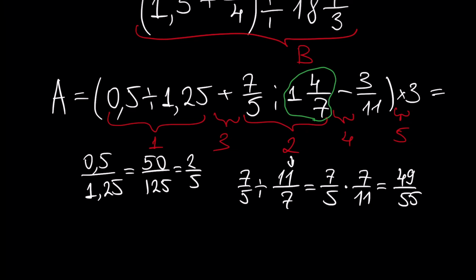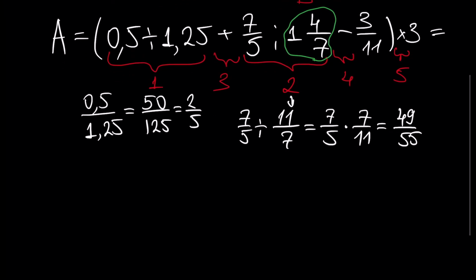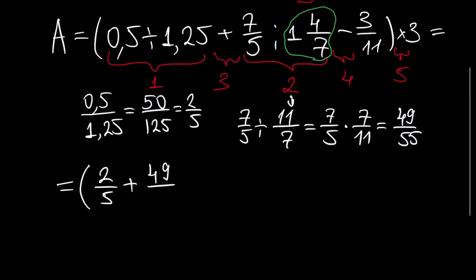Let's rewrite what we have here. We have 2/5 plus 49/55 minus 3/11 times 3.